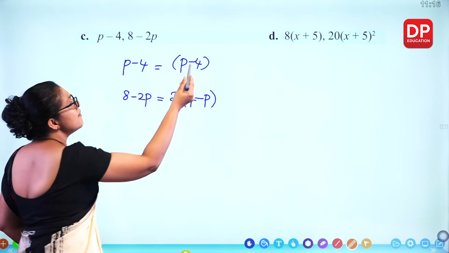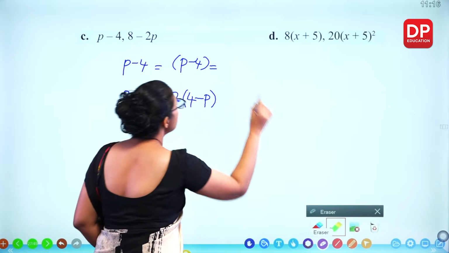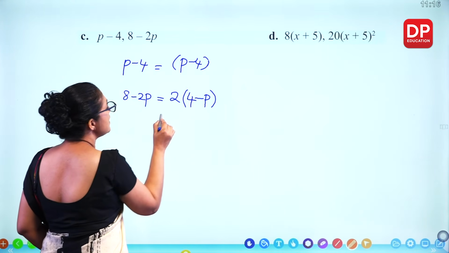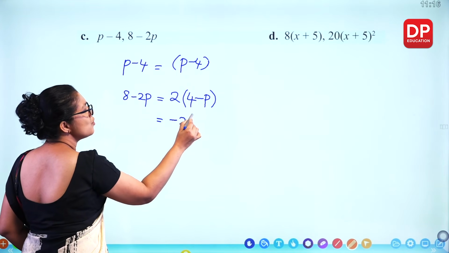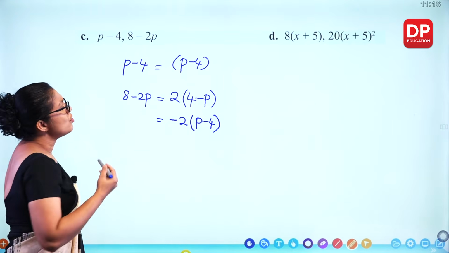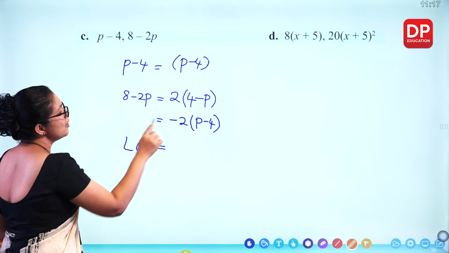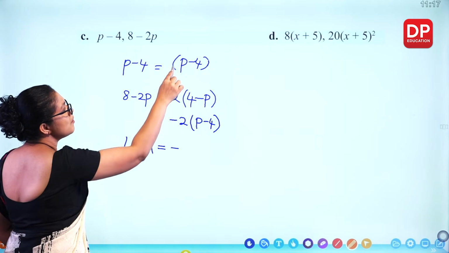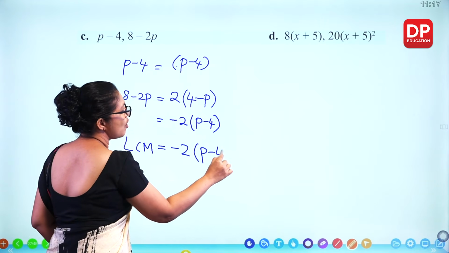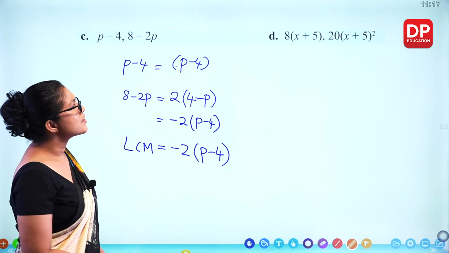So here we can rewrite this, this one I can write the other way around. So here instead of this, I can write minus 2 into p minus 4. So when you look at these two, what's common? So lowest common multiple is equal to, minus sign is there and 1, 2 is there and p minus 4. So what's the lowest common multiple? Minus 2 times p minus 4.